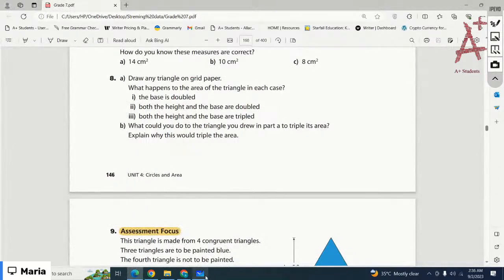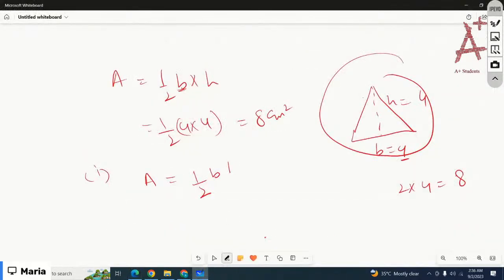Now both the height and the base are doubled. If you double both the values, both are 8, so 8 times 8 is 64, and 64 divided by 2 is 32 centimeter square. That means if you double both base and height, the area would be 4 times the original one. 8 times 4 is 32, right?